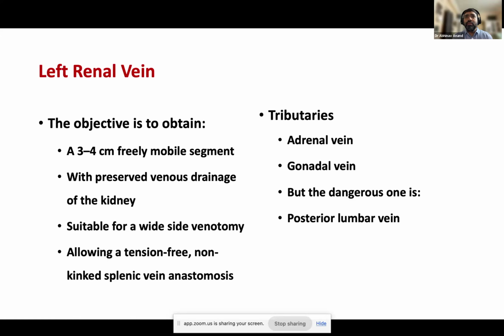The abnormality is that many times you find the renal artery coursing anterior to the renal vein. So in that case, you loop the renal artery and try to take it away from your dissection field. Right.